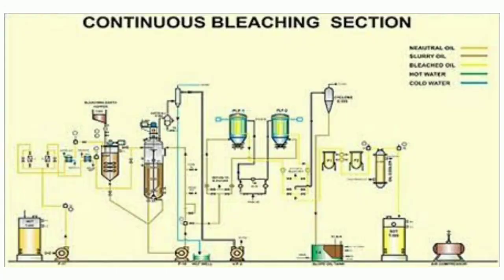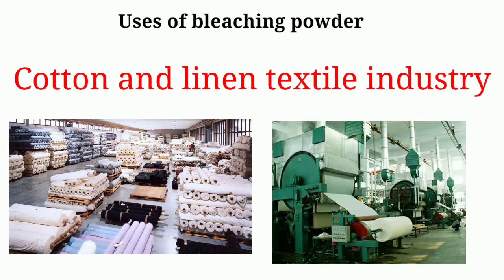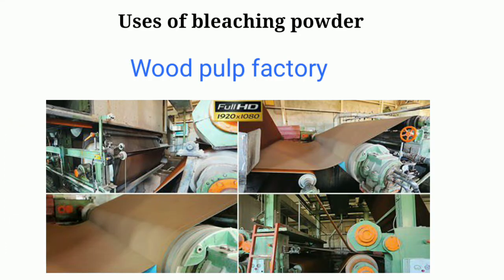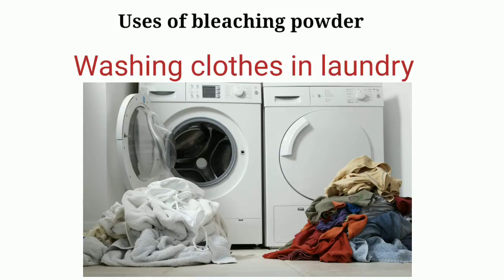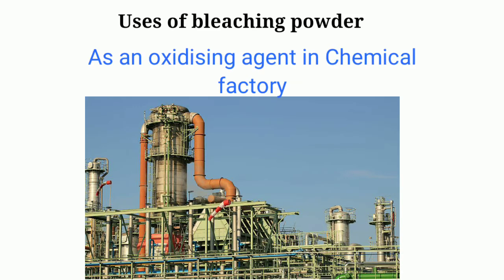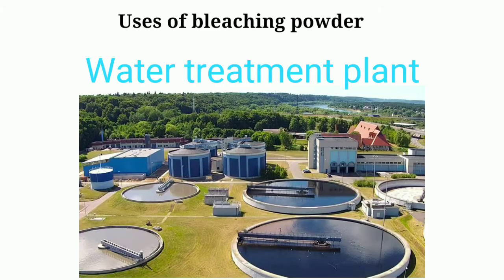The production of bleaching powder is a more complex process than this. Now, uses of bleaching powder. Bleaching powder is used for bleaching cotton and linen in the textile industry, for bleaching wood pulp in paper factories, and for bleaching washed clothes in a laundry. It is also used as an oxidizing agent in many chemical industries and in water treatment, to make drinking water free from germs.